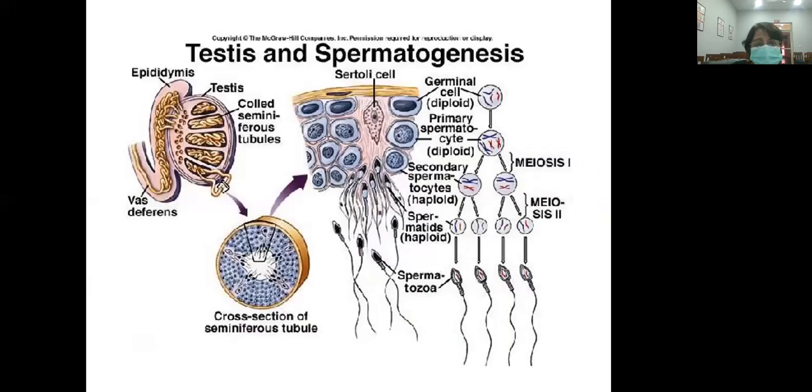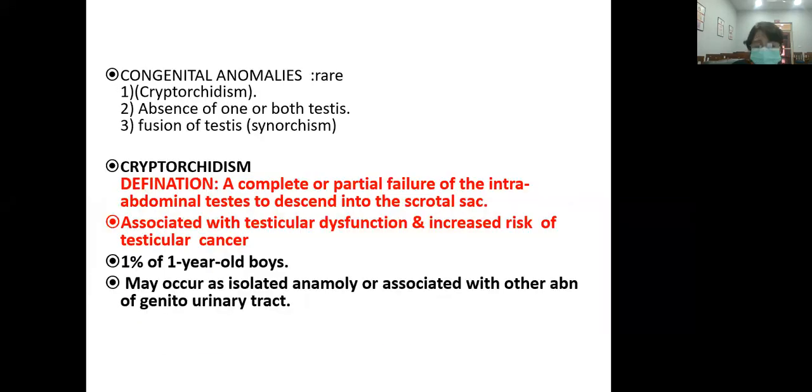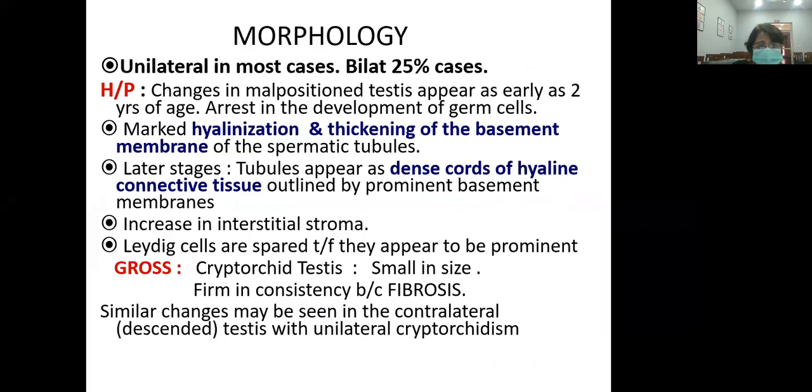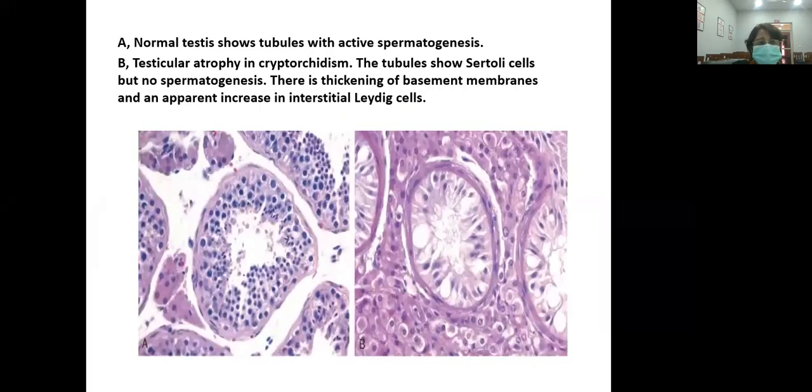So we discussed the fact that the congenital anomalies include cryptorchidism, which is undescended testes, absence of one or both testes, or fusion of the testes, which is known as synorchidism. Humne cryptorchidism ki definition bhi kar li thi. Humne ye sara kuch kar liya tha. Now this is a diagram. This is a picture.